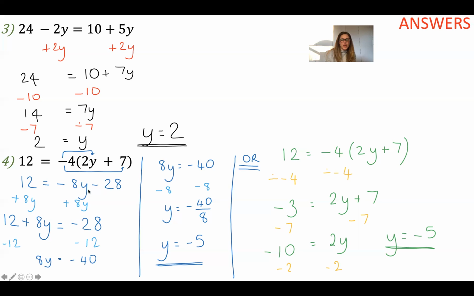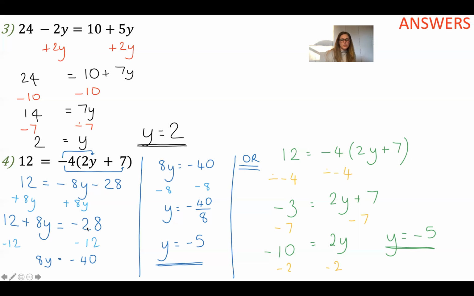So I've got negative 8y subtract 28. I then add 8y to both sides. I'm doing that because really I want to be working with a positive y, not a negative y. If you leave the y as negative, that's fine, but then at the end you've got to multiply by negative 1 to turn that negative y positive.